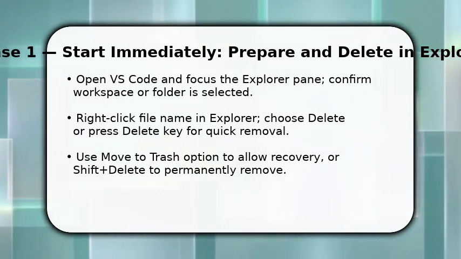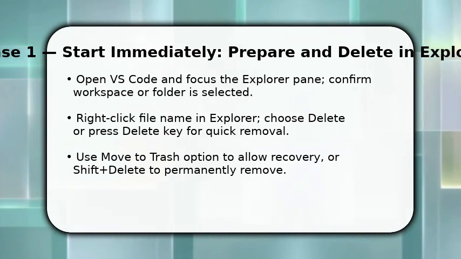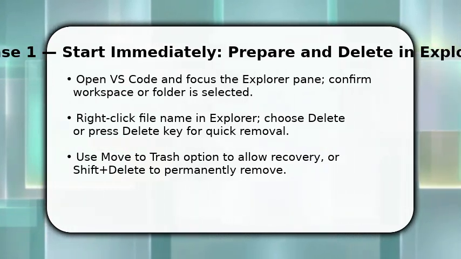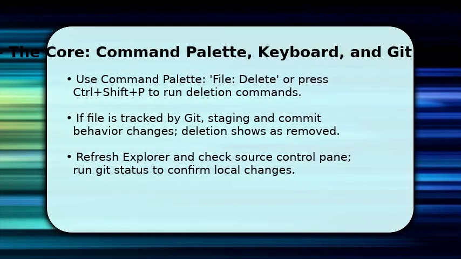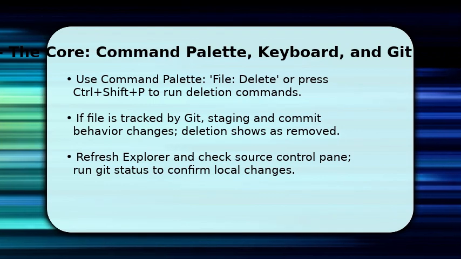If you prefer recoverability, choose Move to Trash. If you need immediate permanent removal, use Shift+Delete, but be aware that is irreversible. Once you've removed a file in Explorer, you often need the command palette for alternate methods. Press Ctrl+Shift+P and run the File: Delete command when Explorer controls are locked.